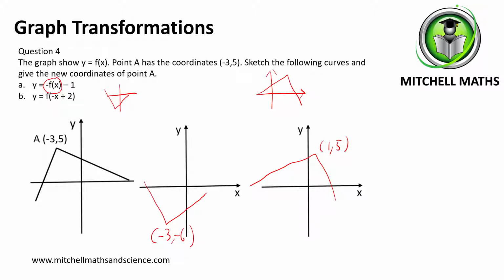Right, so those two questions show you what happens when you do two transformations. Just think about what they both do individually and then put them together to get your answer. And also think about the order as well.